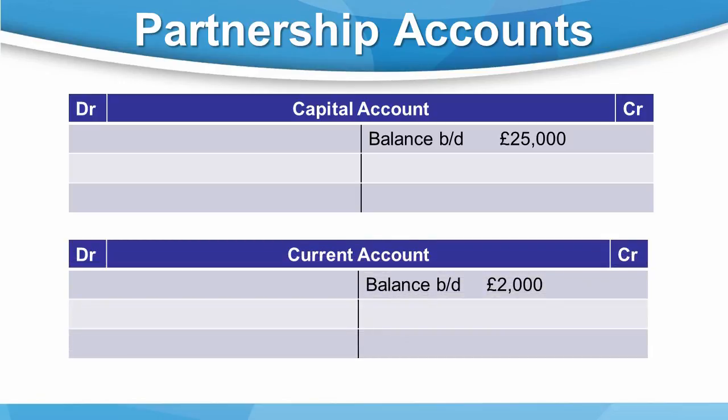The other account is a current account. This is a fluctuating account where amounts will be added and deducted more regularly than a capital account. Don't confuse a partnership current account with a bank current account. They're quite different. The balance on each of these accounts will usually be a credit balance, just like the capital account for a sole trader.